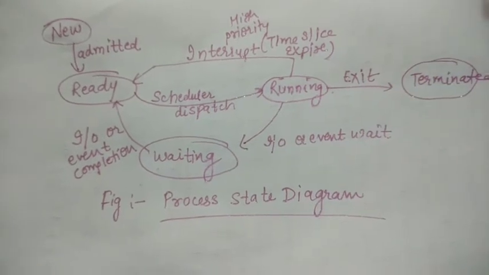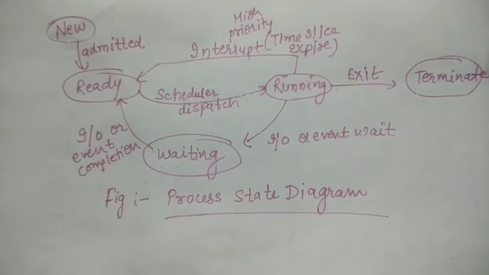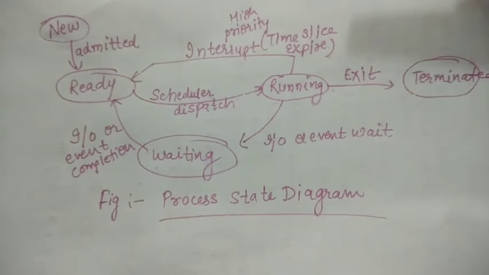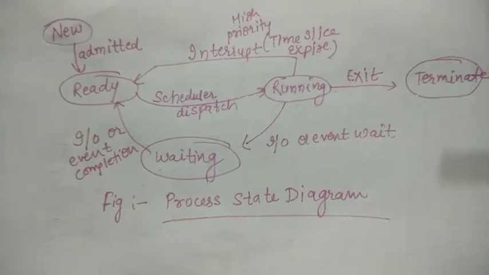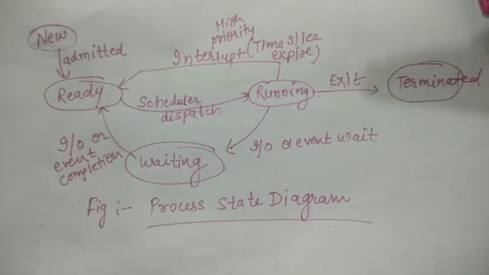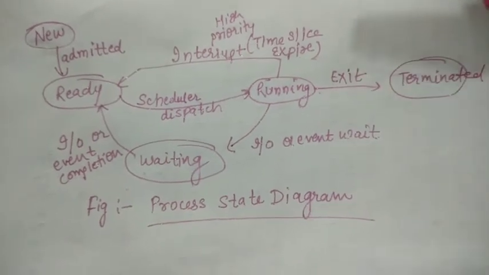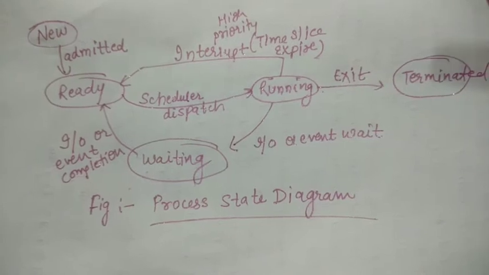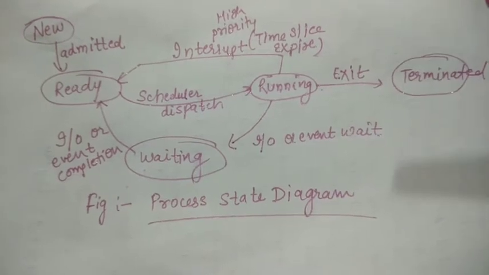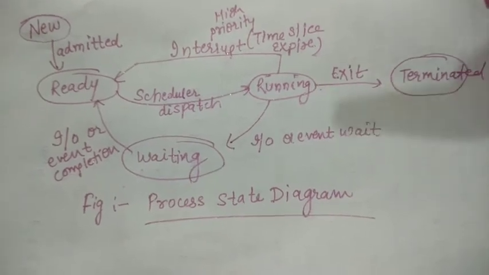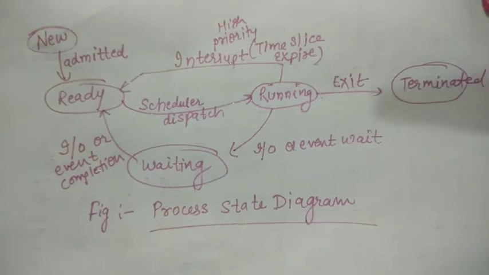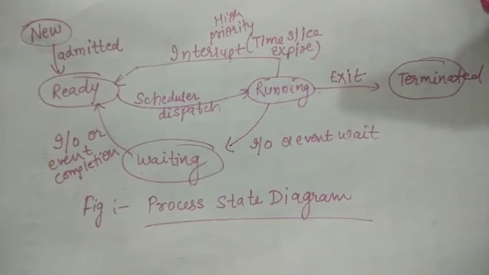Now after coming to the running state, there are three cases that can occur. The first case is that it was running and it finished its execution and exits, and it will go to the terminated state. That means there was no interruption in its running and it was properly executing, and once it finishes its execution, it exits and goes to the terminated state. Alright, now let's see what is the next case that can occur.